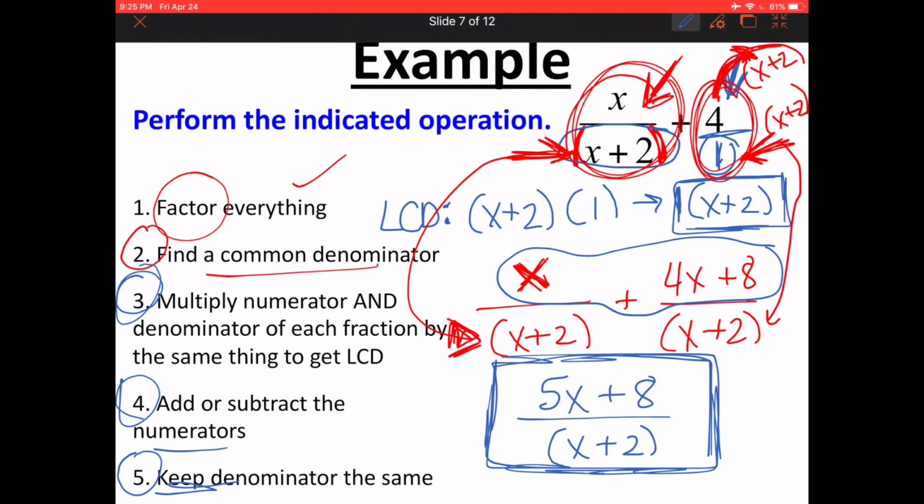All right. So there we go. Sound good? I know it looks confusing, but it's not as bad as it looks. Okay, you guys can do this.